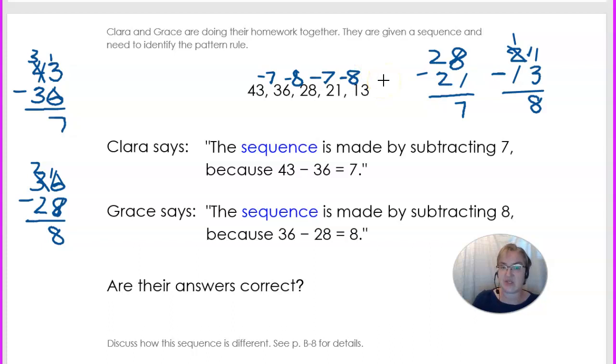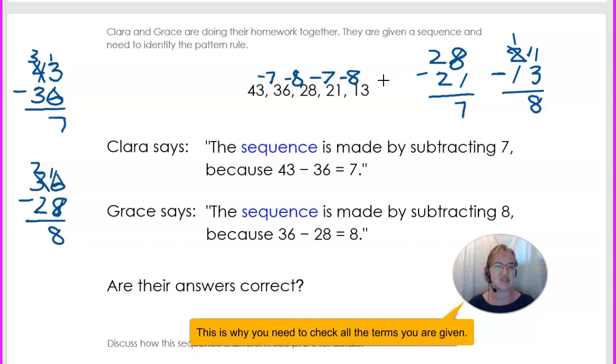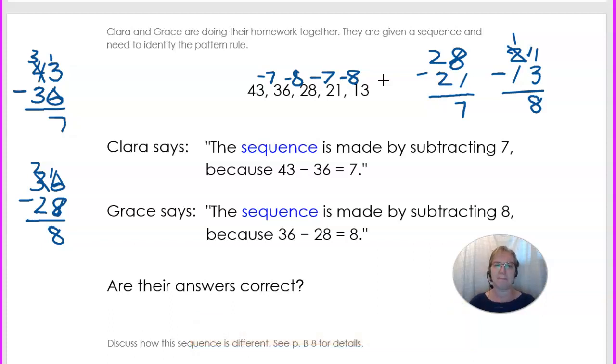So this one is interesting because we don't have a consistent gap between the numbers. It goes minus 7, minus 8, minus 7, minus 8. This is still a pattern and still a sequence, but it's different from what we've been working with so far because the sequence changes slightly.